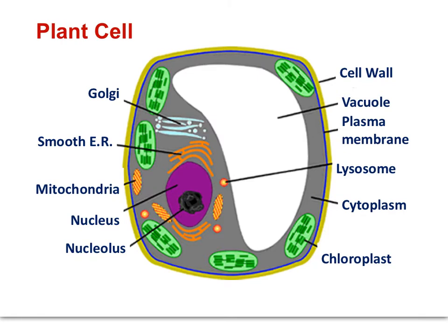Just under the wall is the plasma membrane in blue. All cells everywhere have a cell membrane. The plant cell also has a large central vacuole that serves to maintain water balance.